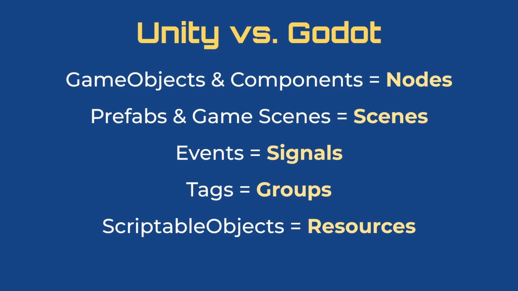Okay, so here's what I was talking about. These are the different terms that Unity uses, and then what their corresponding term is in Godot. So game objects and components are called nodes in Godot. Don't confuse them for nodes that you would learn in like 1300 or 1400. They just call these nodes. I don't really know why. Prefabs and game scenes are just all scenes.